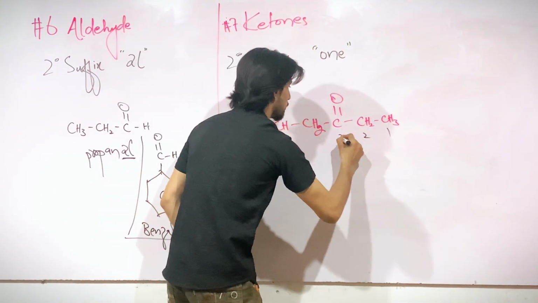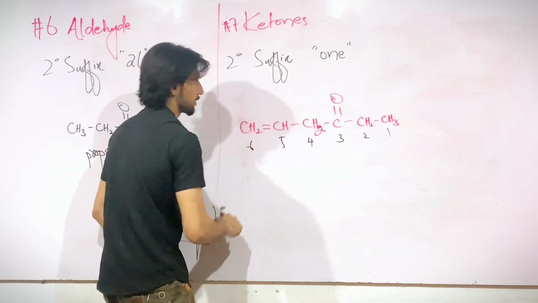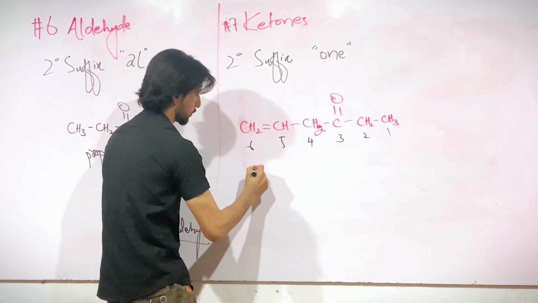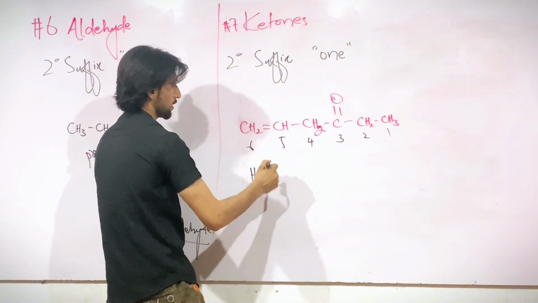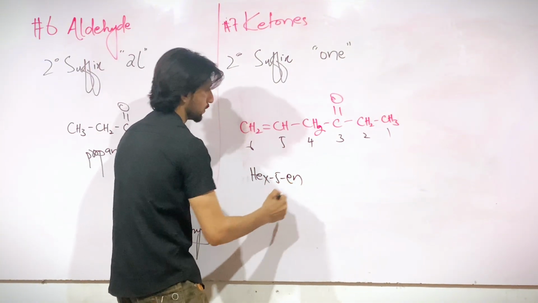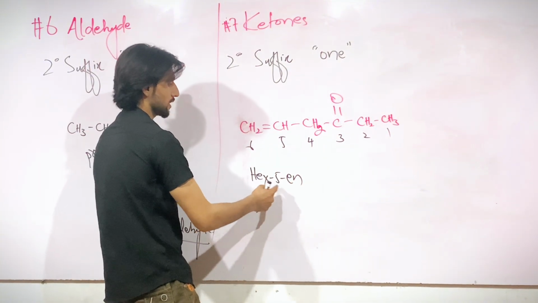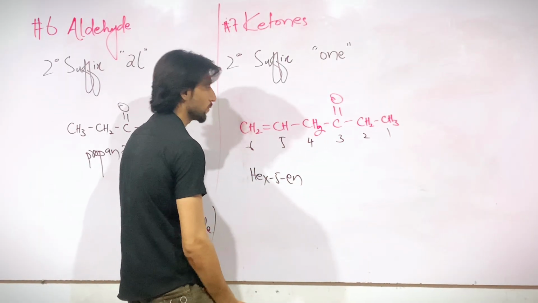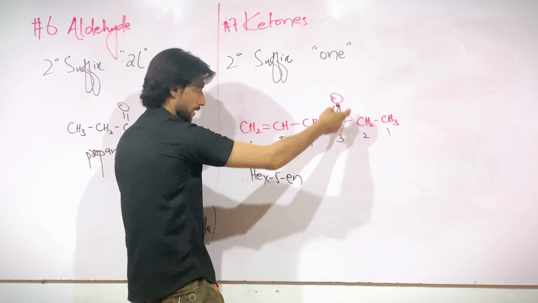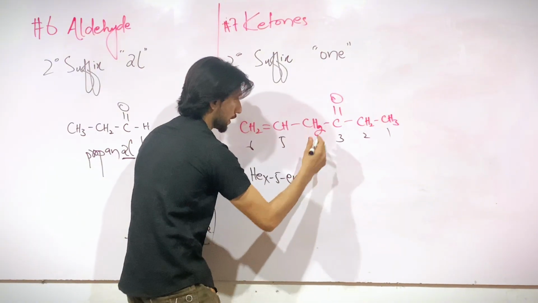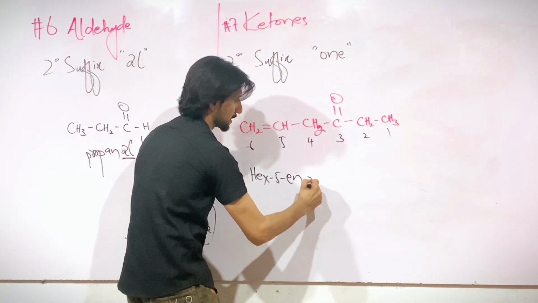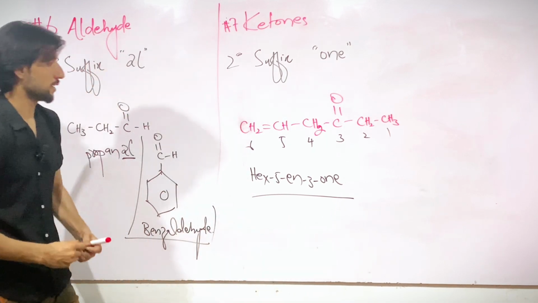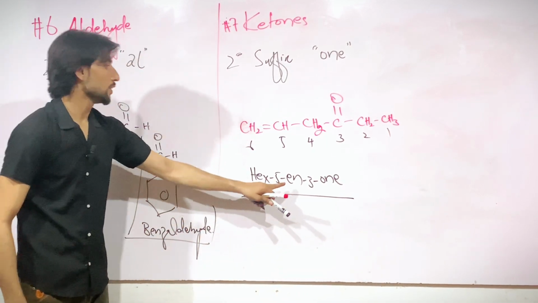So 1, 2, 3, 4, 5, and 6. What we have got is 6 carbon atoms, so the word would become hex, and unsaturation at carbon number 5, so double bond at carbon number 5, so hex-5-en, and the secondary suffix for our ketone is one, and it is present at carbon number 3, so the name for this compound becomes hex-5-en-3-one.